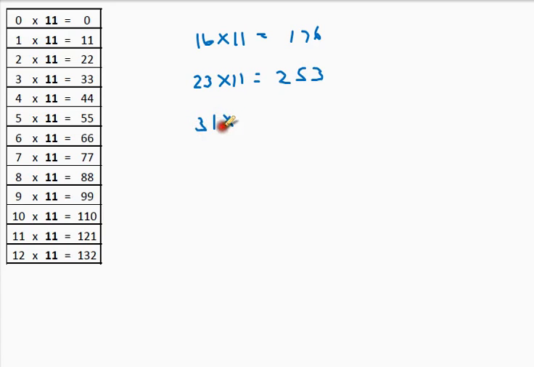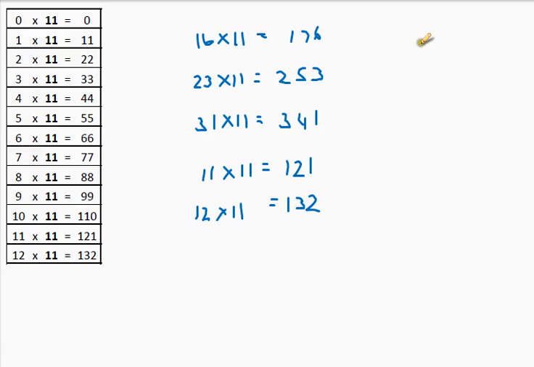What is 31 times 11? You try. 3, 1, 3 plus 1 is 4. Now, what is 11 times 11? It is 121. 1 plus 1 is 2. What is 12 times 11? It is 132. 1 plus 2 is 3. Okay, that is how you can remember your 11s.